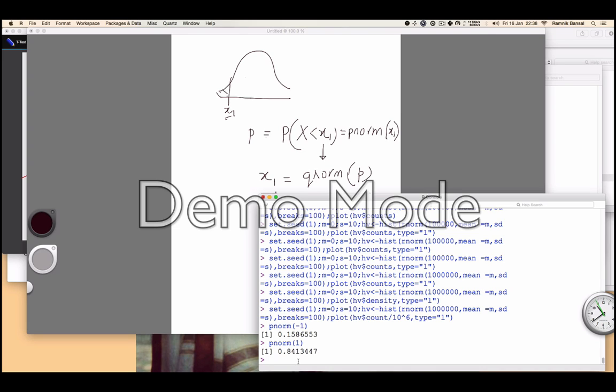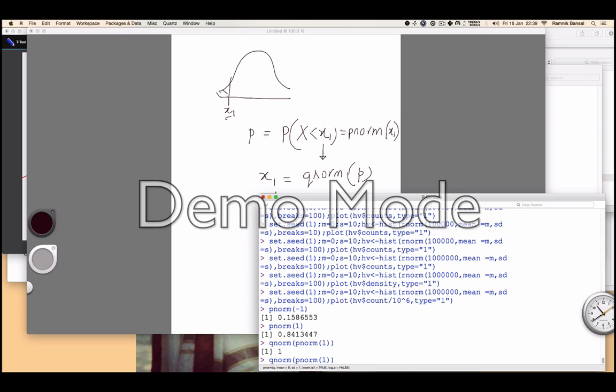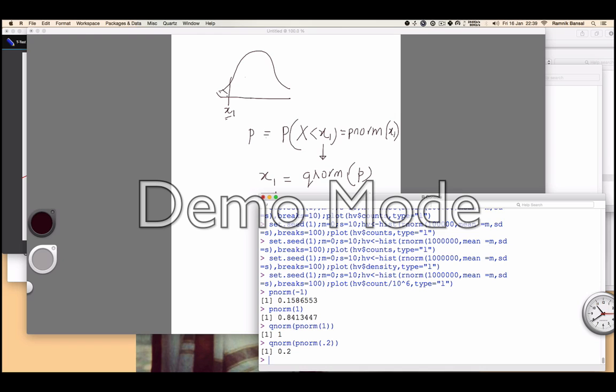Exactly, right? So now what I'm doing is this. Let's look at this. I said P norm, so I pass it to a function called Q norm. So Q norm of P norm of 1. What will I get? Exactly, right? We will get back the same number. So it's just the inverse, isn't it? This is called quantile. In the Q norm, basically the X1 and so on are called the quantiles.